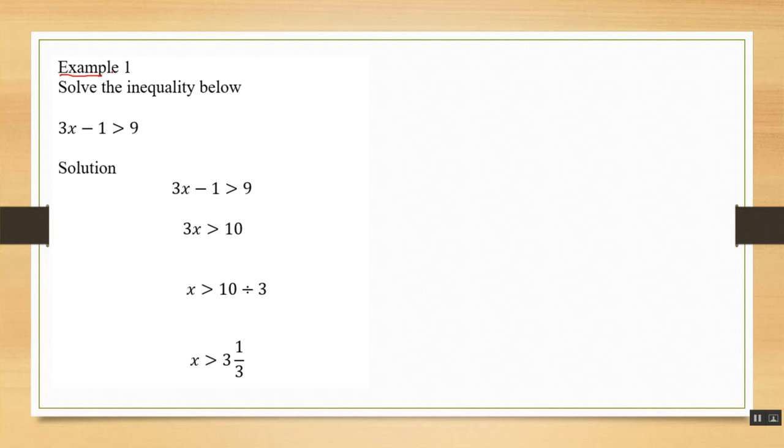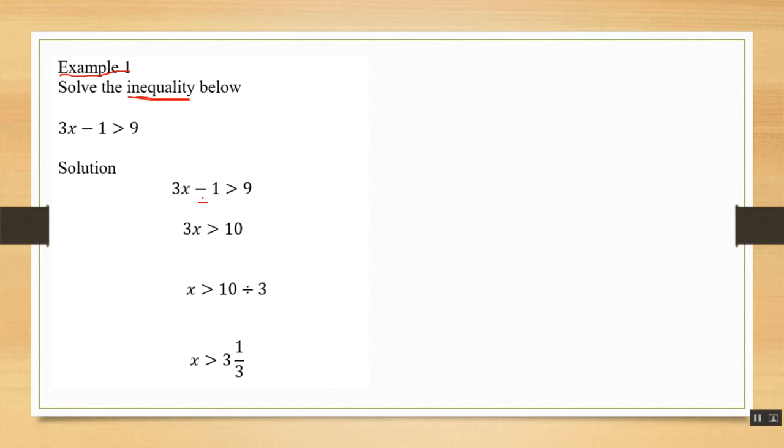So for example 1, solve the inequality below. So it's not equal to, so this is not an equation. That's the new feature, but we do solve them just like equations. So 3x minus 1 is greater than 9. Which numbers satisfy this inequality? So if x was 10, we would get 30 minus 1 is 29, which is greater than 9. So x equals 10 is a solution, but it's not the only one. There's actually lots of numbers.